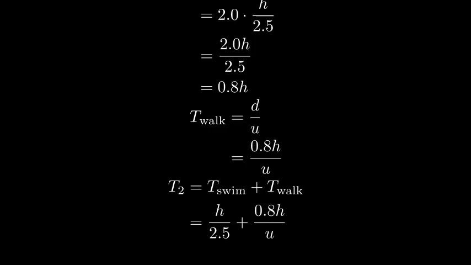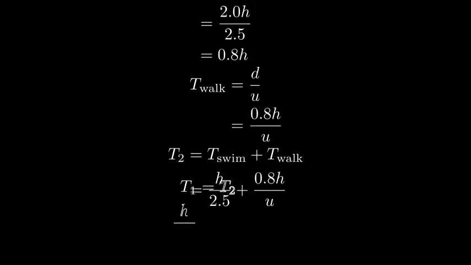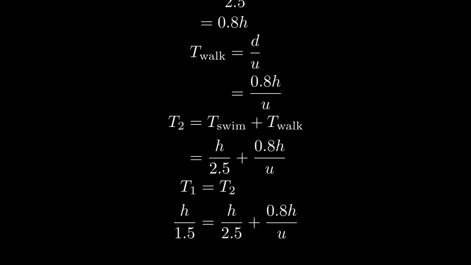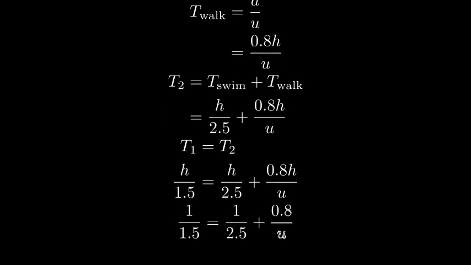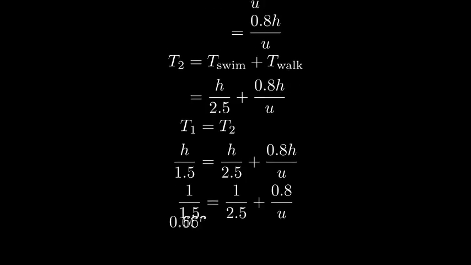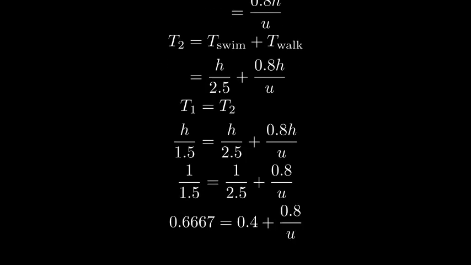Now, for both swimmers to reach point M at the same time, their total travel times must be equal. T1 equals T2. So, we have h divided by 1.5 equals h divided by 2.5 plus 0.8 h divided by u. Since h appears in all terms, we can divide through by h to simplify. 1 divided by 1.5 equals 1 divided by 2.5 plus 0.8 divided by u. Converting the fractions to decimals, 0.6667 equals 0.4 plus 0.8 divided by u.